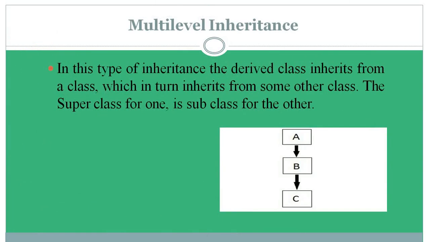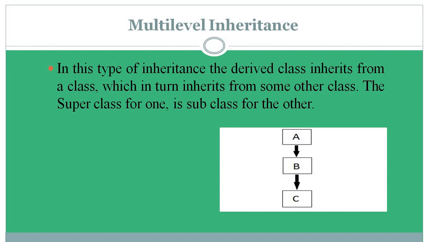Next, multi-level inheritance. In multi-level inheritance, a subclass is inherited from a class that is itself inherited from another class. We are using classes A, B, C. Class A is a base class or superclass of B. Class B is a subclass or derived class of A and the base class of C. Class C is a derived class, a subclass of B.